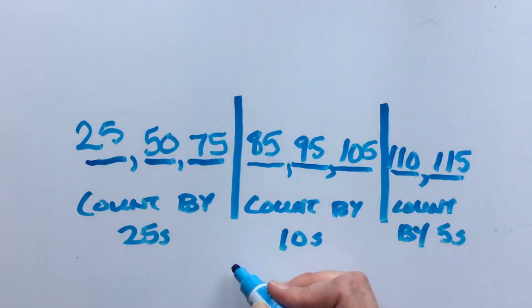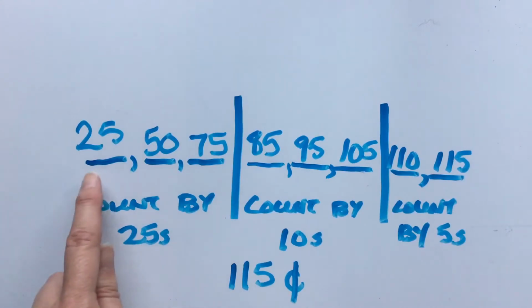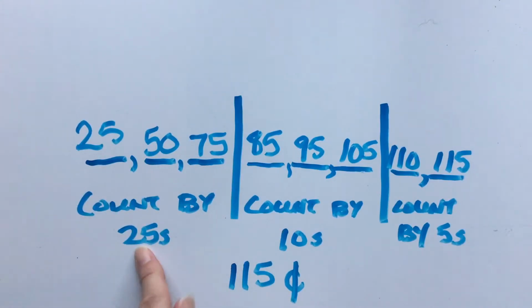My total is 115 cents. And to draw a cent symbol, I draw a C with a line through it. Okay? So that's how you're going to do question 3A, B, C, and D. First, count by whatever number they give you. I've given you examples with 25 cents. Then you're going to count by 10s or perhaps 5s. And then in mine, I did count by 5s.